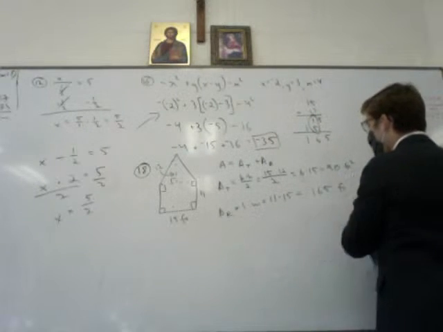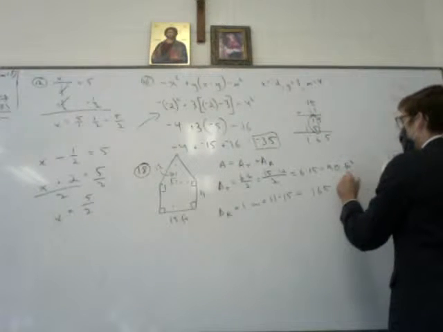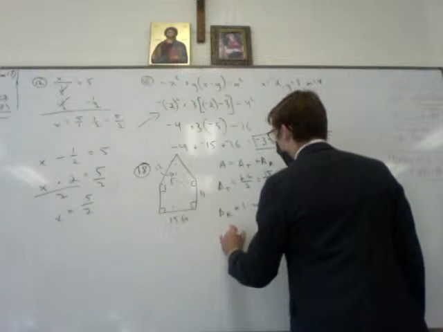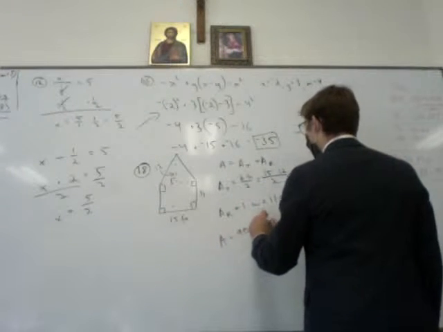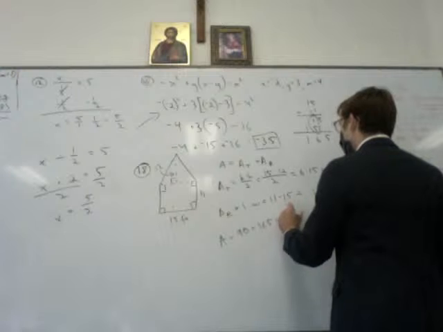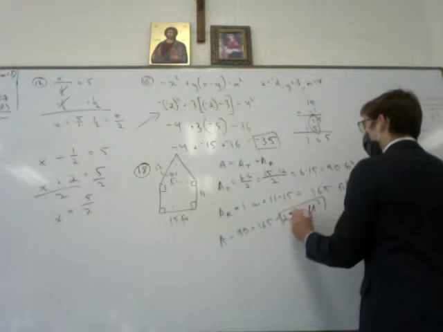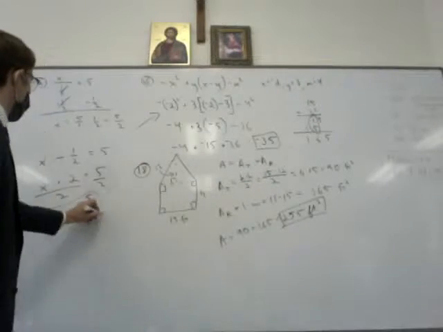Okay, so once we get 165 square feet here, then what do we have to do? Add them. So the area is 90 plus 165, or what? 255 what? Feet squared. Square feet, right, not dollars. Yes. Not ice cream.